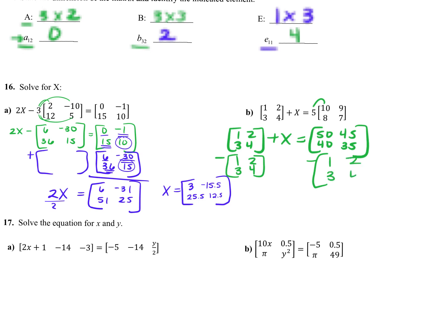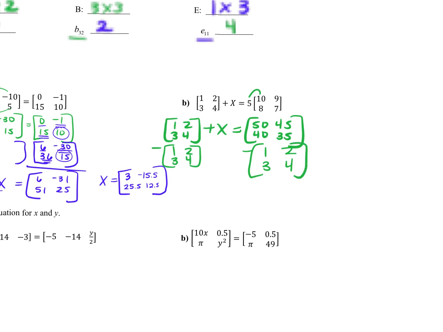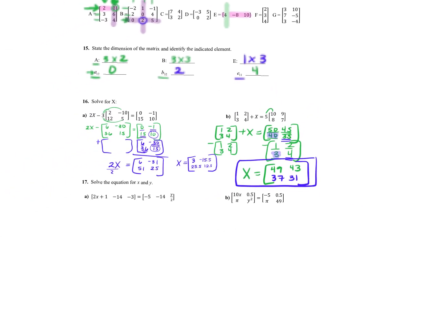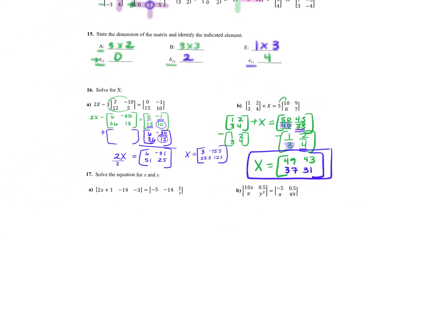1, 2, 3, 4. So when you subtract that, you get x equals, so it's 50 minus 1 is 49. 45 minus 2 is 43. 40 minus 3. So you're just finding the ones that are in the same spot, right? 40 minus 3 here is 37. And then 35 minus 4 is 31. And that will be your setup. Okay.